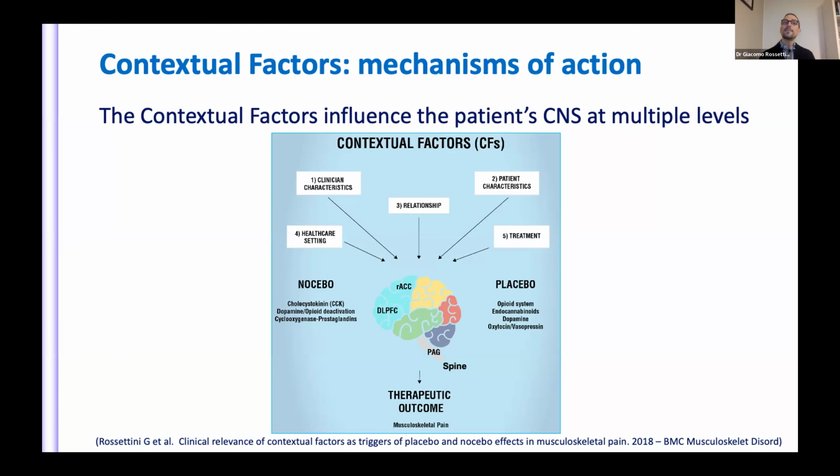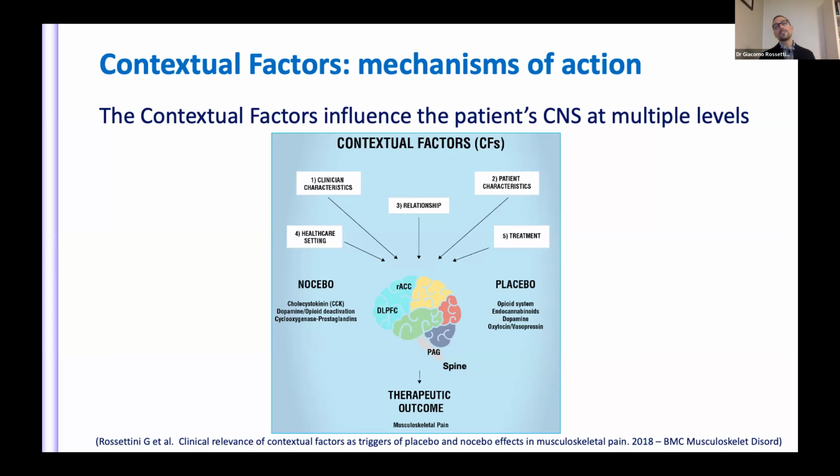For example, negative contextual factors can activate the release of cholecystokinin and the deactivation of the dopamine and the opioid system. Instead, the positive use of contextual factors can facilitate the release of opioids, cannabinoids, endocannabinoids, and dopamine. Also, different brain areas are activated. For example, the dorsolateral prefrontal cortex, the anterior cingulate cortex, the periaqueductal gray, and the dorsal horn of the spinal cord are influenced by the context.